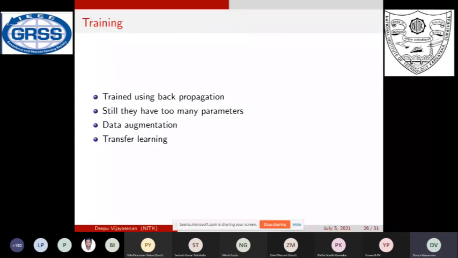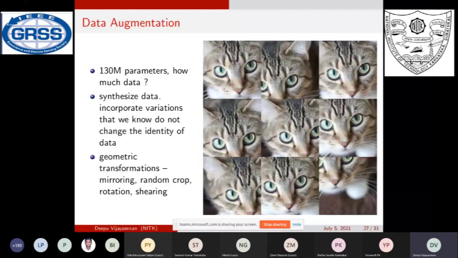So you try a few more tricks called data augmentation, transfer learning, etc. How much data do you need to train 130 million parameters? More than 130 million, definitely, right? Do we have so much labeled data? Most of the time we don't. So how do we overcome this?